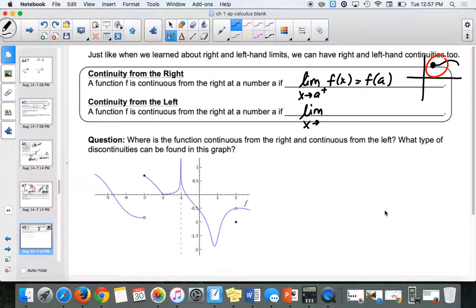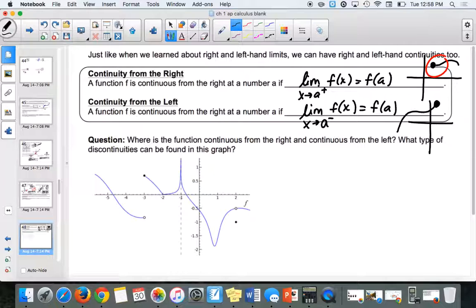All right, so continuous from the left is when I have the limit as x goes to a from the left of f of x equals f of a. That's when we trace along the curve with our left hand and we get to a certain endpoint, and that endpoint is filled in. So it says, question: where is the function continuous from the right, continuous from the left? What type of discontinuities can be found on this graph?